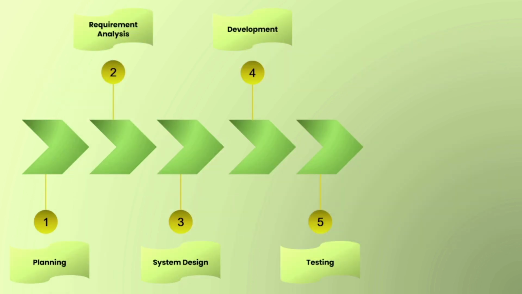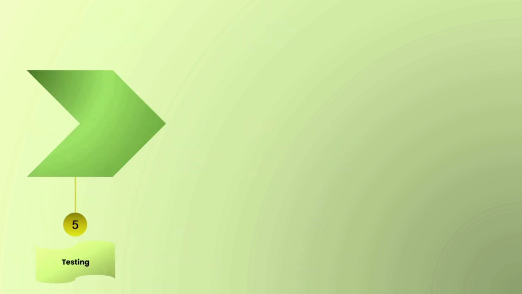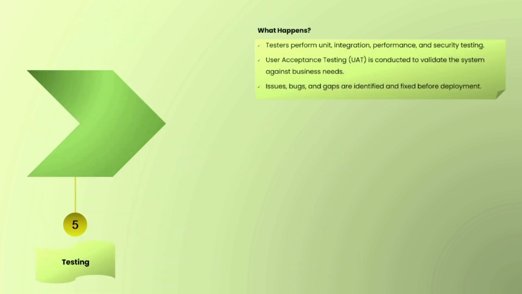Let us see the testing phase. What happened in the testing? Testers perform unit, integration, performance and security testing. User acceptance testing is also conducted to validate the system against the business needs. Issues, bugs, and gaps are identified and fixed before the deployment.